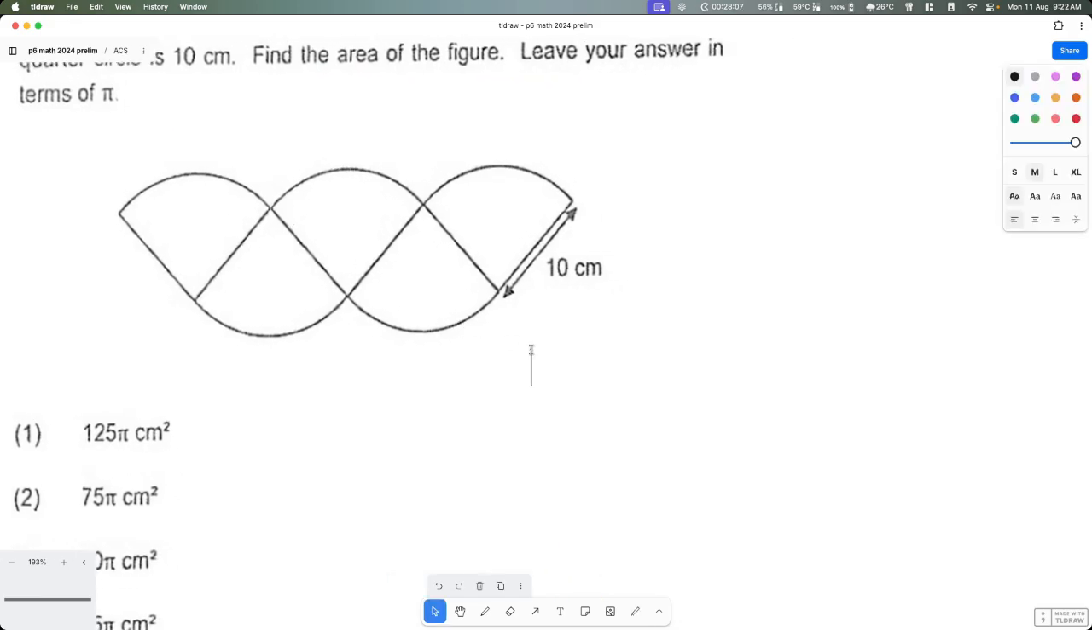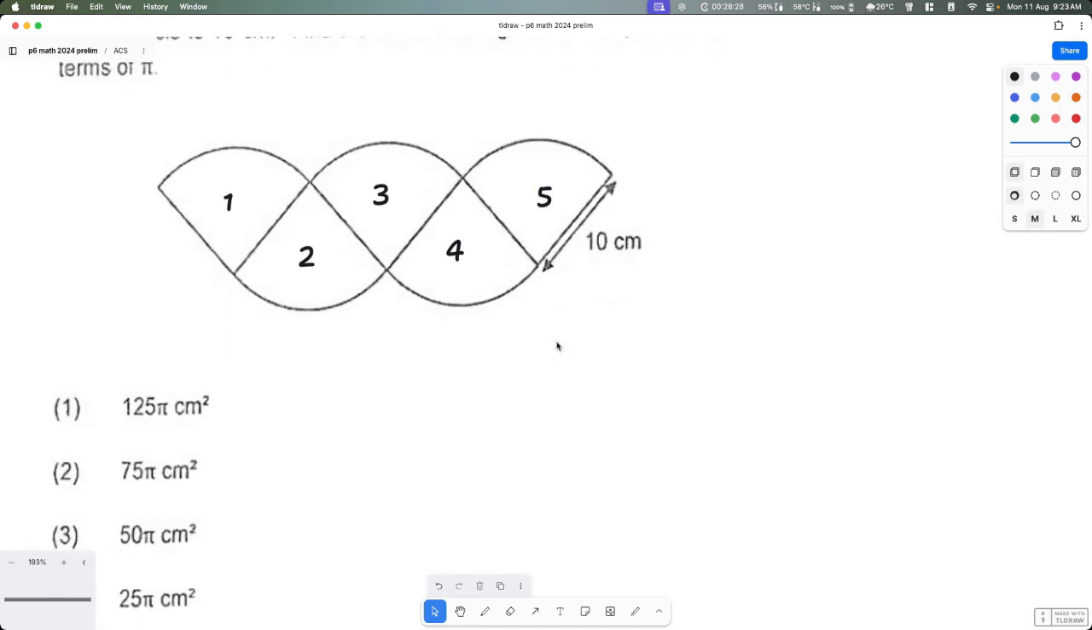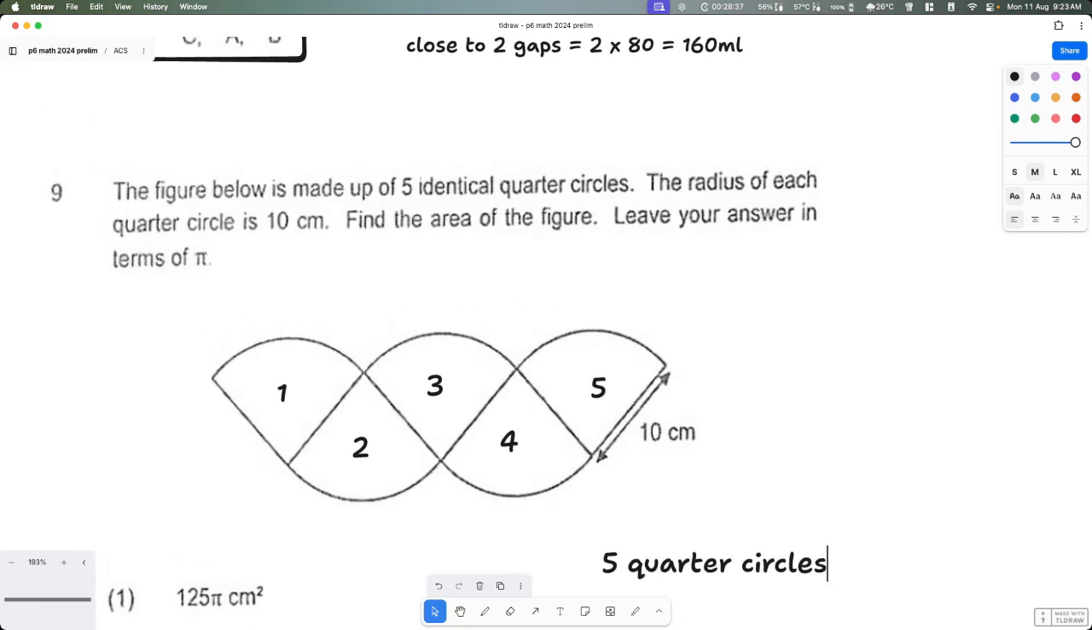Okay, so how many quarter circles do we have? Right, we have 1. Okay, we have 2. I'm going to put here 2, and then we're going to put here as 3, and then 4, and then lastly, we're going to put here as 5. Okay, so we got 5 quarter circles. So we have a total of 5 quarter circles.